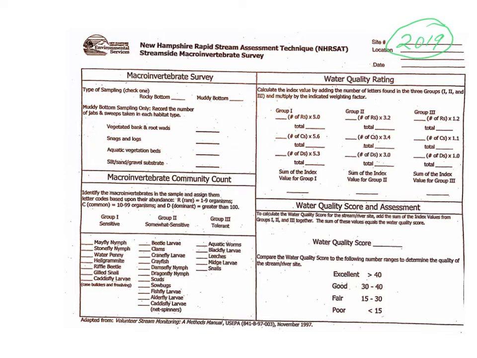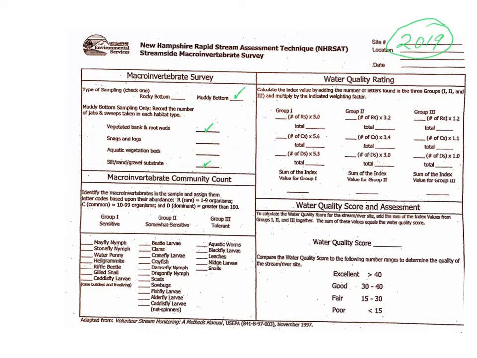So looking at the first square on the left, we have a muddy bottom. Muddy bottom sampling only? Yes, that's what we did. We really had kind of a mixture of this and some, that's really about it. Do we have aquatic vegetation beds? No. Do we have snags and logs? No. Vegetated bank and root wads? Probably, yeah, that's probably that. Okay, that square is not key compared to this next one, which is the macroinvertebrate community count.